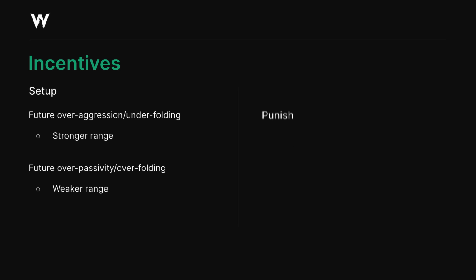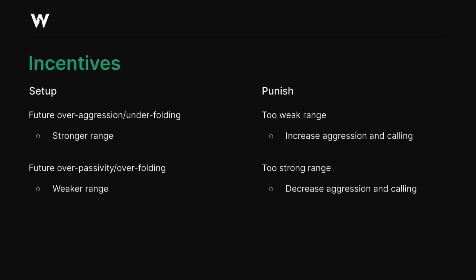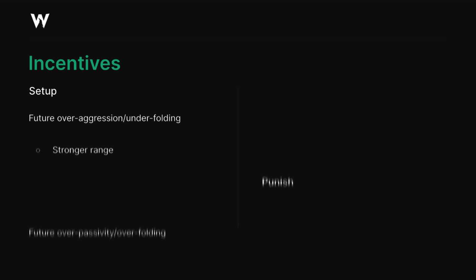When it comes to the punish exploits, what we care about ultimately is how strong your opponent's range is. If your opponent's range is too weak compared to GTO, then we will increase our aggression and calling. If your opponent's range is too strong compared to GTO, we will decrease our aggression and calling. Remember to stack the setup exploits and the punish exploits, and you can even go back one or multiple streets and start setting up a really strong exploit to take maximum advantage of your opponent's mistakes.